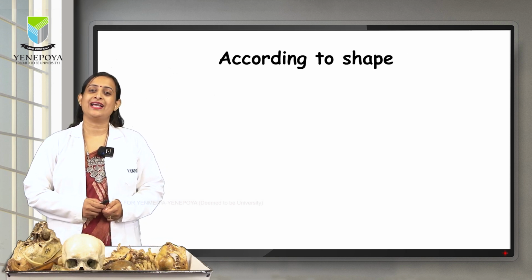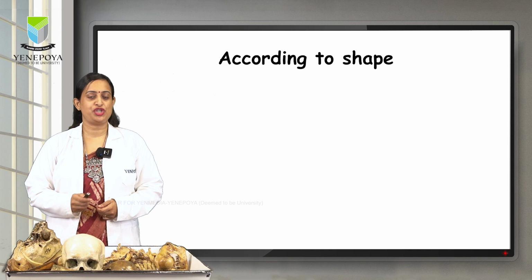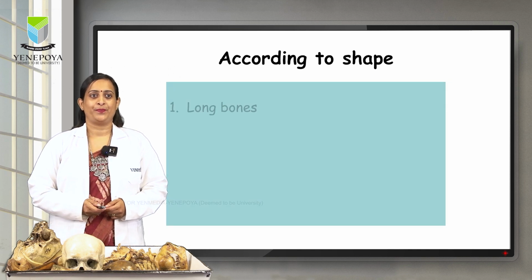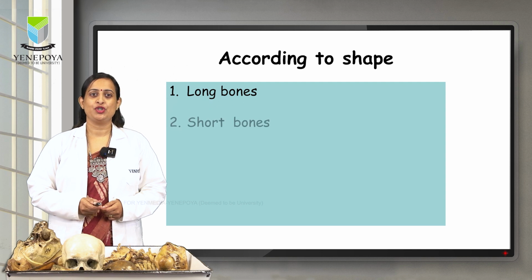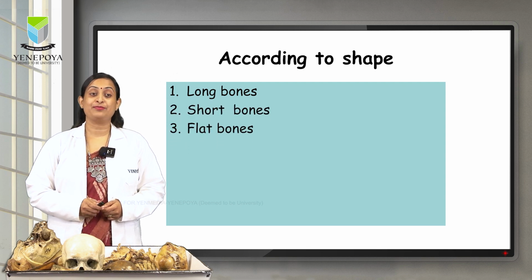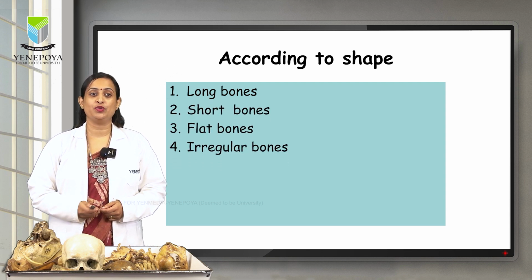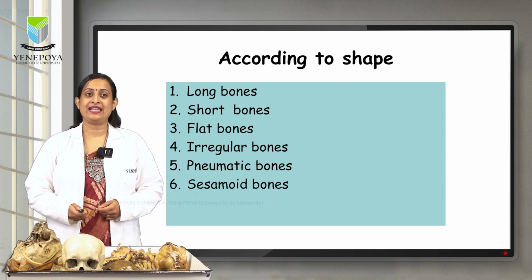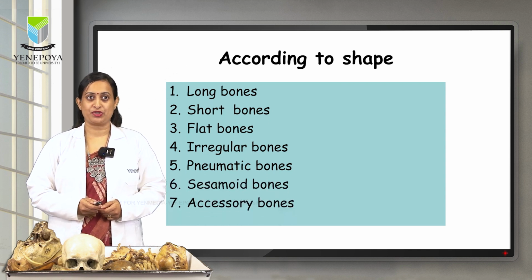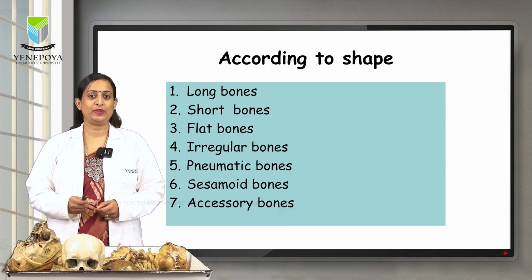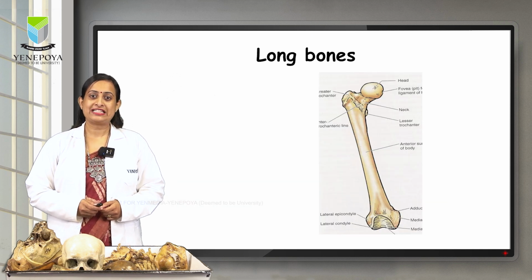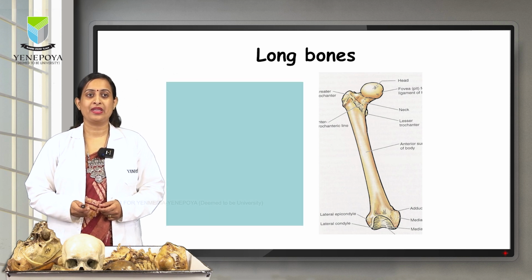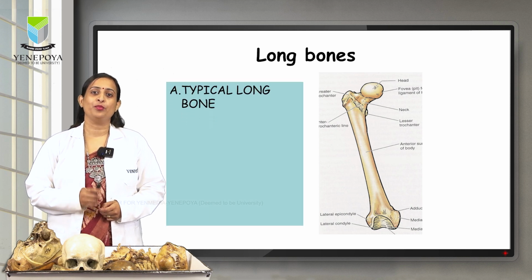Now let us move on to the classification of bones according to the shape. We can classify them as below: long bones, short bones, flat bones, irregular bones, pneumatic bones, sesamoid bones, and lastly accessory bones. Now let us see each bone with example. Firstly, long bones. These bones are longer in shape. They are a typical long bones in our body.